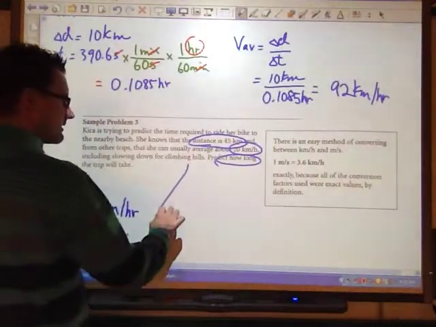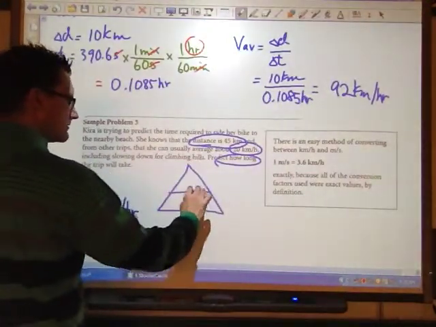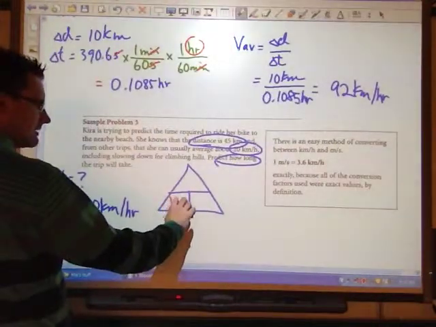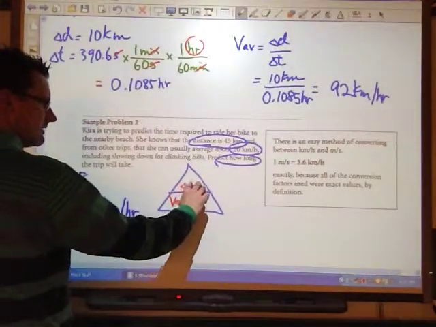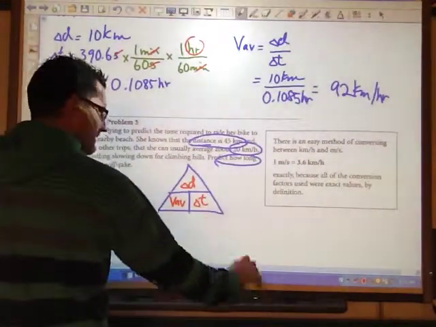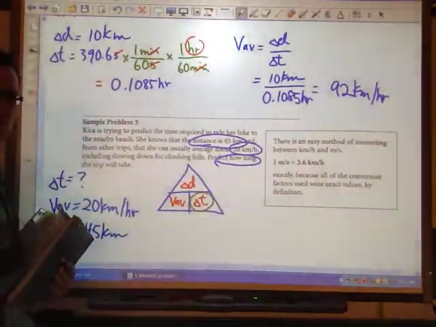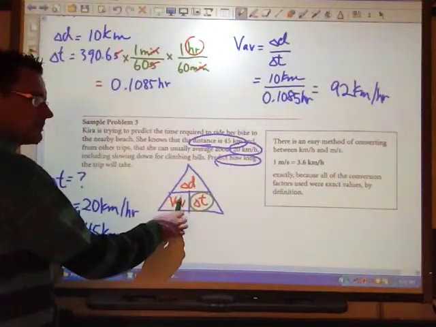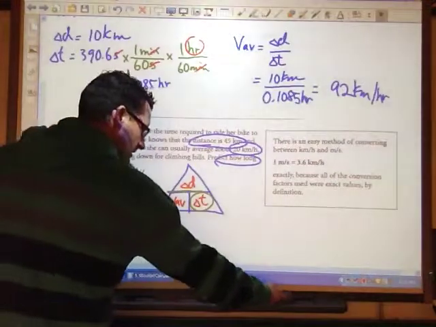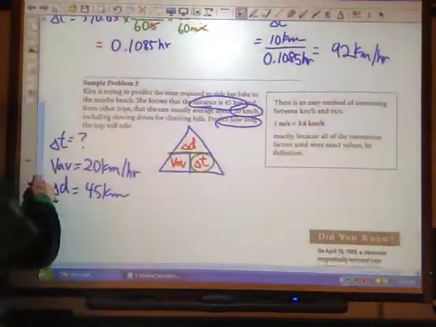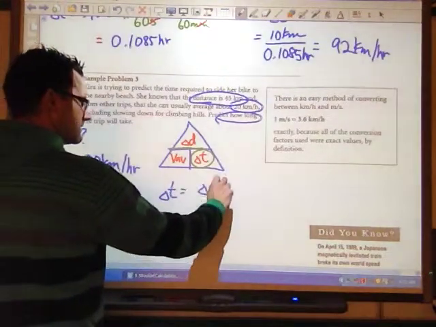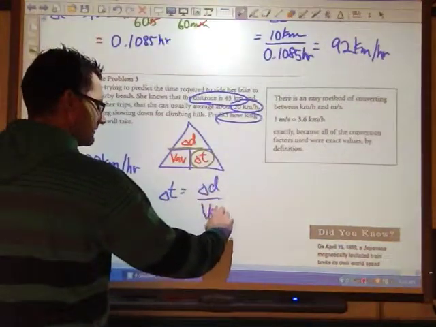Now if we use that good old pyramid of power, triangle of terror, whatever you want to call it, just don't call it lonely. So we're asked to find T, so of course D and V are what we have left over. D divided by V. My gosh, it works every time. So triangle T is equal to D over V.